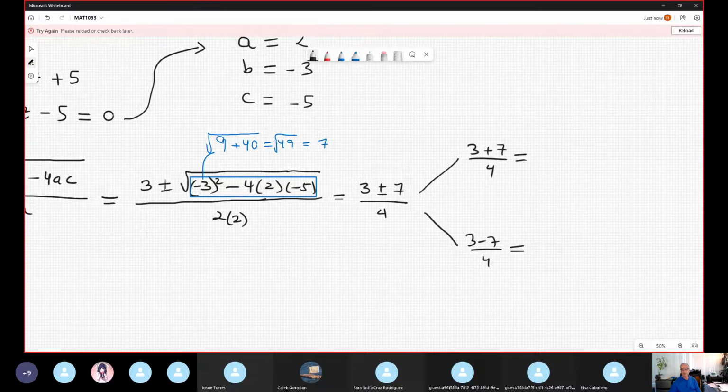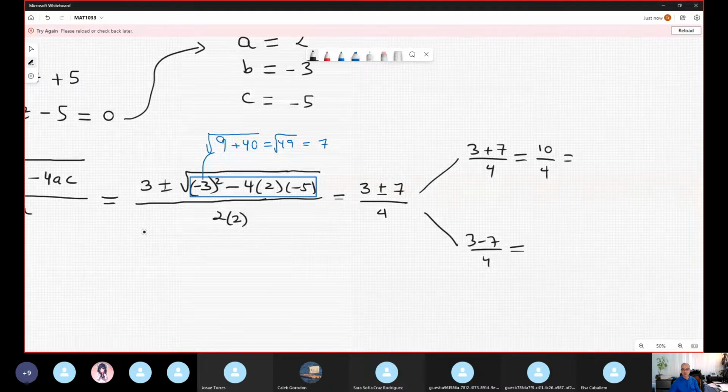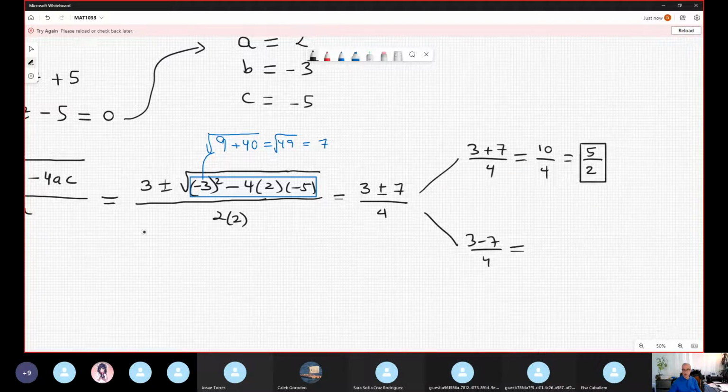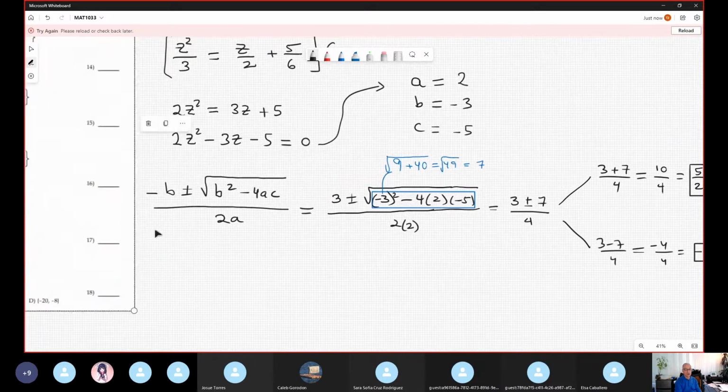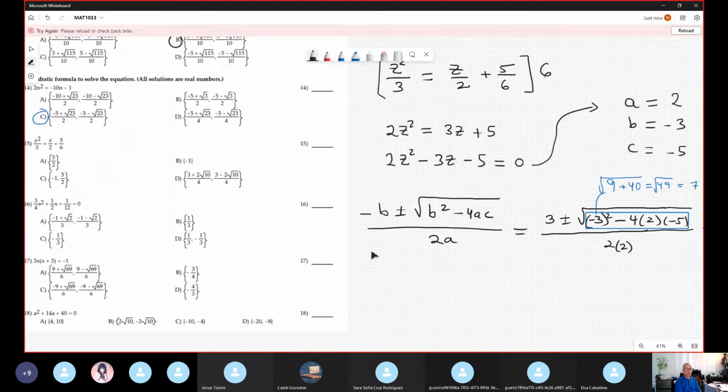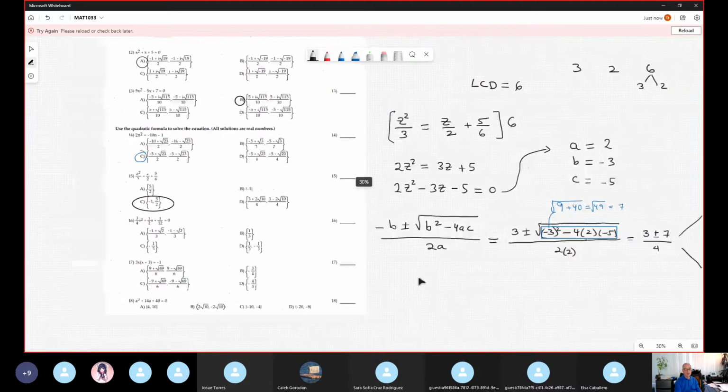And 3 plus 7 is 10. Over 4, we can reduce to lowest terms because I know the 10 and 4 both are even numbers, and divided by 2 is 5 over 2. Okay, this is my first solution. And the second solution is 3 minus 7 is negative 4, and negative 4 divided by a positive 4 is negative 1. Therefore, the solution set of this quadratic equation is 5 over 2 and negative 1. Let me check. 5 over 2 and negative 1. There you go, option C. Negative 1 or 5 over 2. You follow me? Complicated or easy?